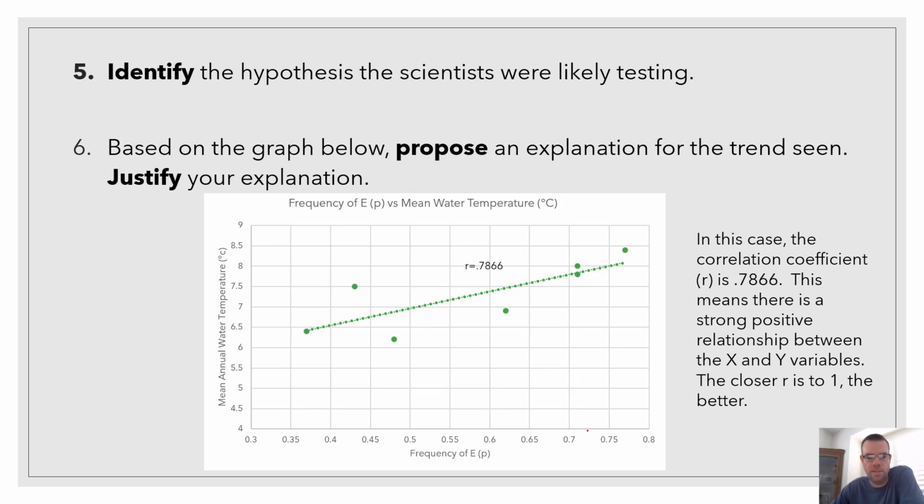In my estimation, I would say that increased water temperature is selecting for earlier migration. The fish are able to get into those streams a little bit earlier and lay their eggs, and the offspring are able to start growing earlier in the season. They have an advantage, higher fitness, and the justification is that the data supports this. There's a correlation of 0.7866, which says that water temperature and the frequency of the allele are likely related.